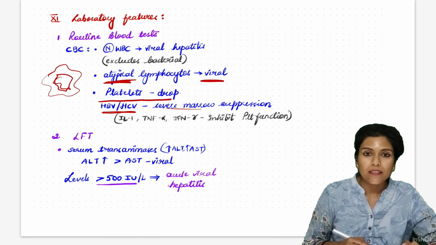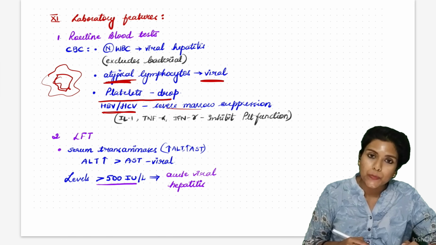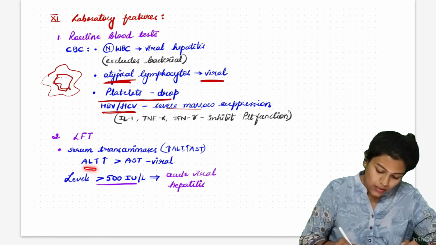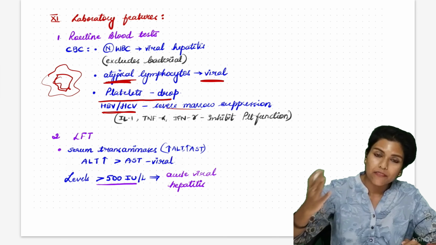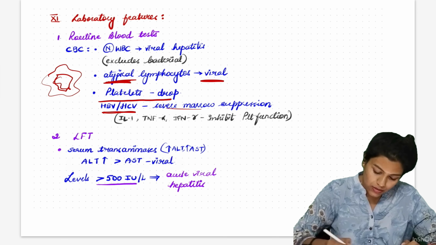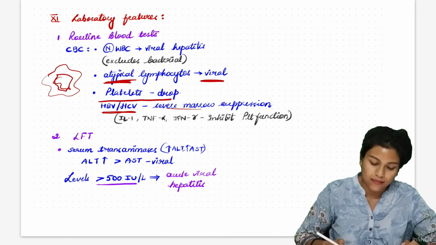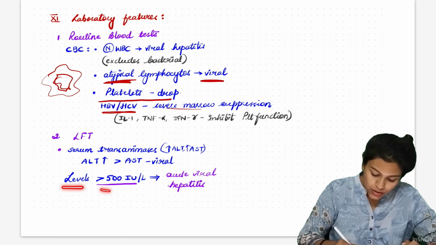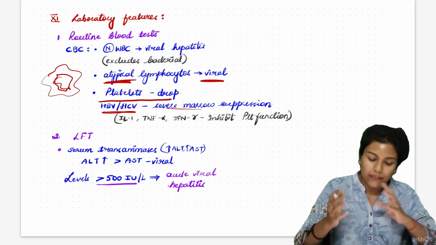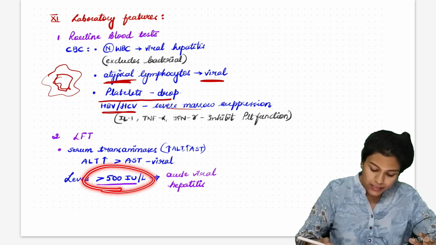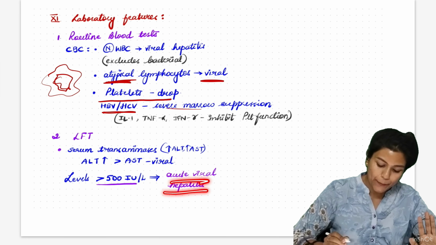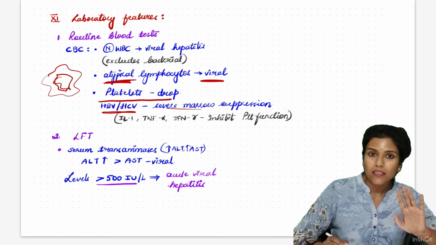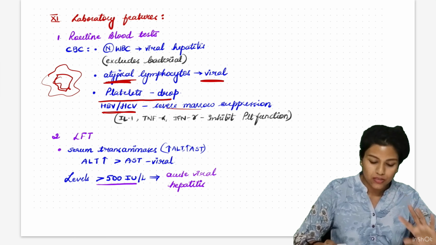The transaminases, alanine transaminase and aspartate transaminase, will rise. So the ALT will be more than the AST. Alanine will dominate over the aspartate, which is suggestive of viral hepatitis. And the levels of both transaminases will usually be more than 500 international units per liter, which is suggestive of acute viral hepatitis. So transaminases will rise among this liver function test.